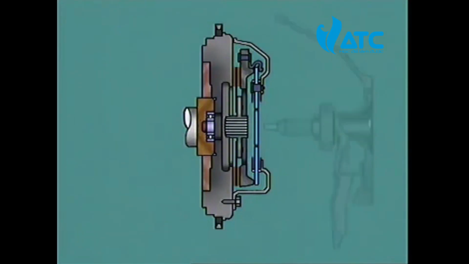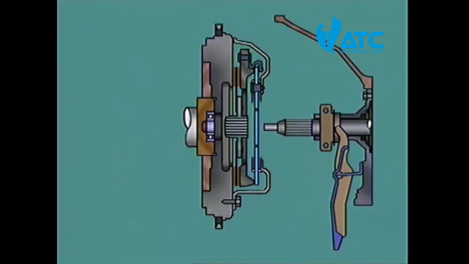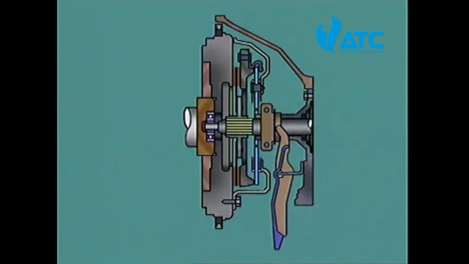The transmission input shaft passes through the center of the pressure plate. Its parallel splines engage with the internal splines of the central hub on the friction disc. With engine rotation, torque can now be transmitted from the flywheel through the friction disc to the central hub and to the transmission.